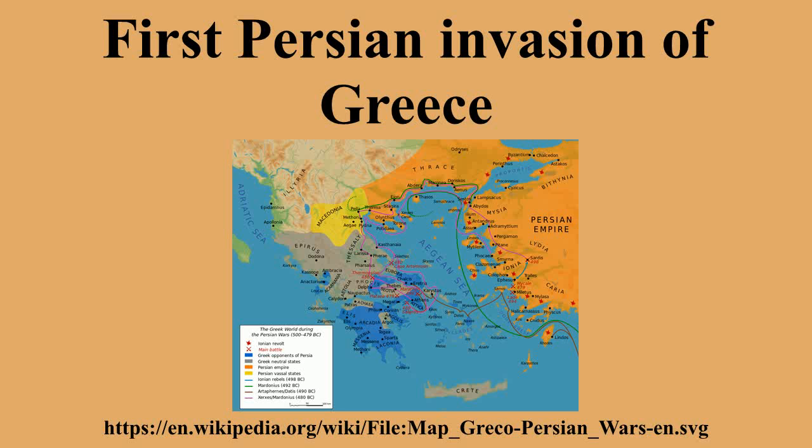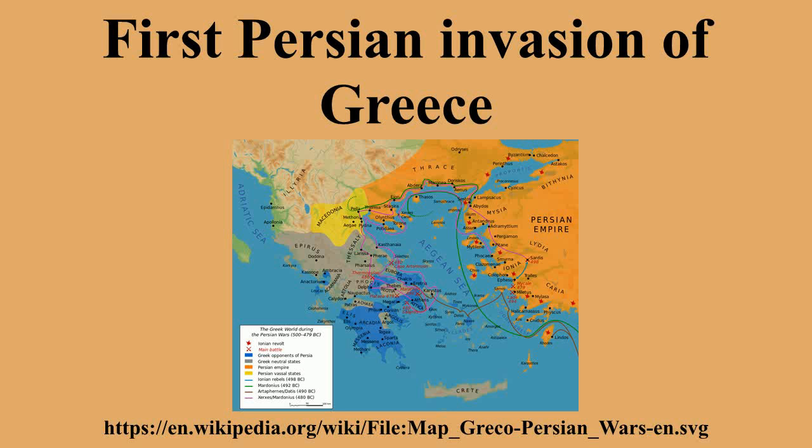490 BC. Datis and Artaphernes' campaign. Taking advantage of the chaos in Sparta, which effectively left Athens isolated, Darius decided to launch an amphibious expedition to finally punish Athens and Eretria. An army was assembled in Susa and marched into Cilicia, where a fleet had been gathered. Command of the expedition was given to Datis the Mede and Artaphernes, son of the satrap Artaphernes.